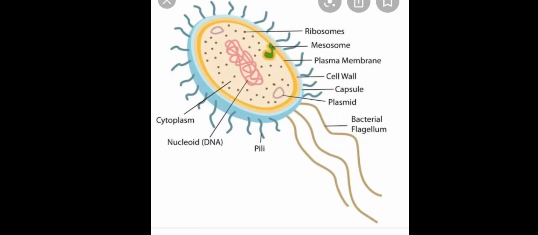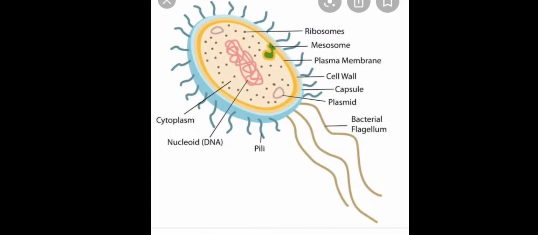In our last class, we started the chapter "Cell: The Fundamental Unit of Life," and we discussed briefly the cell history, the cell theory, and the differences between the types of cells, that is prokaryotic cell, eukaryotic cell, that is animal cell and plant cell. Now today we are going to discuss in detail the structure of the prokaryotic cell.